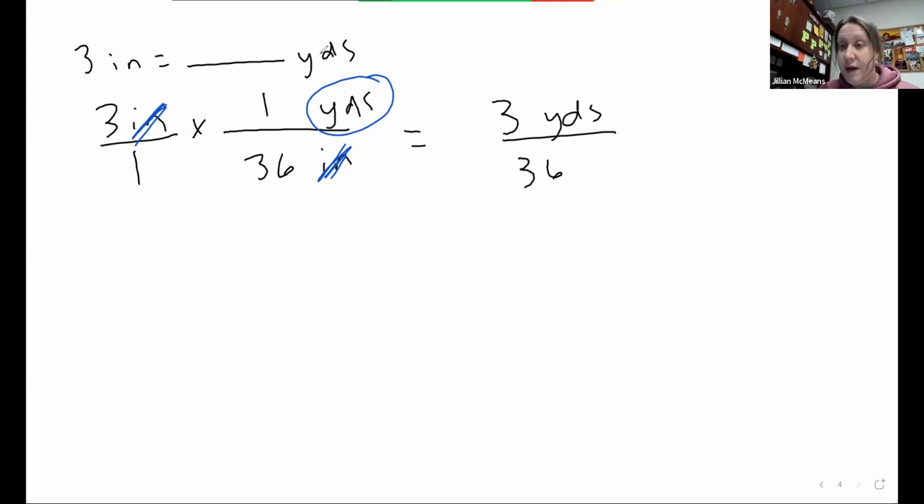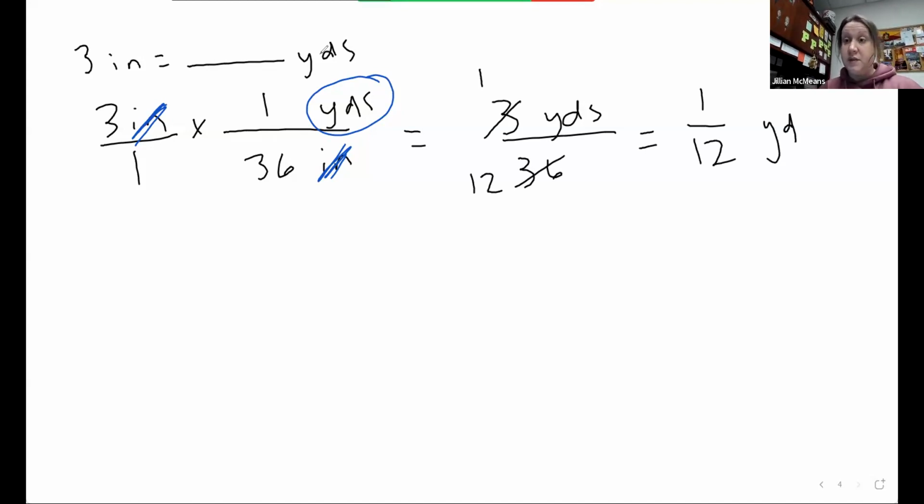As far as simplifying this goes, we're going to get either a decimal or a fraction answer. My desired answer would be a reduced fraction, but depending on what your homework wants, read the directions. They may want a decimal rounded to a particular place value. They may want a fraction or a mixed number. Just follow the instructions. In this case, if I were to write this as a simplified fraction, I know that 3 and 36 are both divisible by 3. 3 divided by 3 is 1. 36 divided by 3 is 12. So I would get 1/12 of a yard.